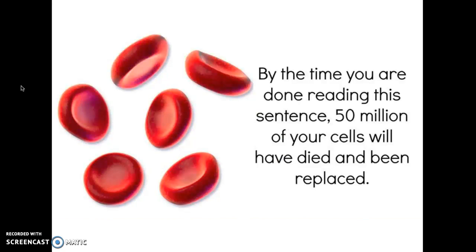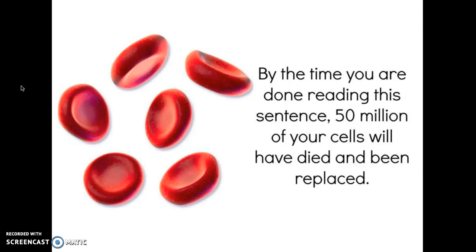Second something cool. By the time you're done reading this sentence, about 50 million of your body's cells will have died and been replaced. Mostly skin cells and blood cells, but 50 million died. It's crazy.